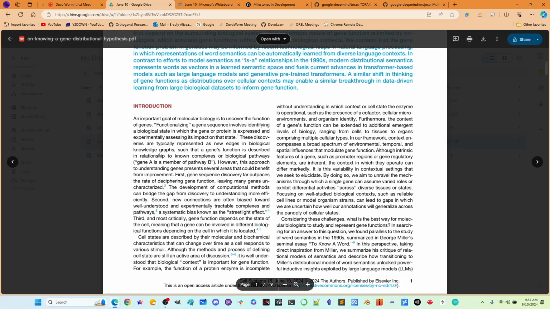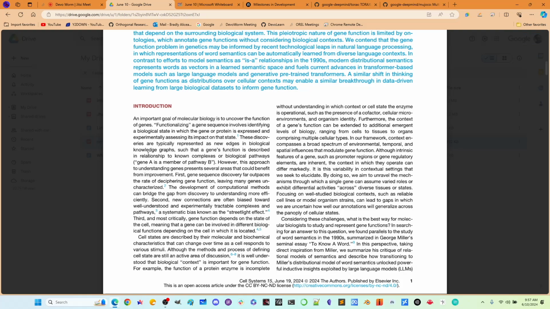These discoveries are typically represented as new edges in biological knowledge graphs, meaning that they're connections between two things, such that a gene's function is described in relationship to known complexes or biological pathways. An example of this is-a thinking is gene A is a member of pathway B. So we can say that gene A, because it's doing something in the experiment, is a member of pathway B. But is that true all of the time or some of the time? It could be a member of pathway C some of the time and B some of the time. We can make this statement, which is technically true, but we don't know how true this statement is, how much of the time.